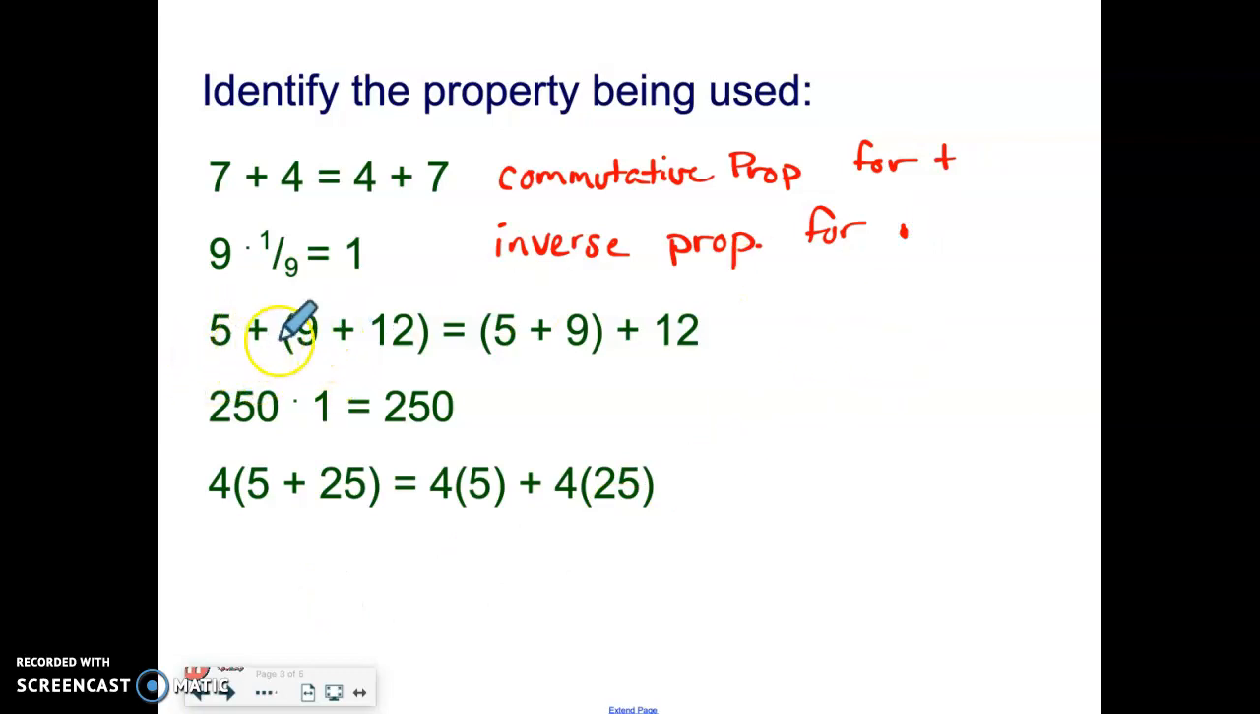Next problem, I have 5 plus (9 plus 12), when 9 and 12 are in parentheses, is equal to (5 plus 9) in parentheses plus 12. So this is grouping, and that means it's the associative property. And we have only addition here, so it's the associative property of addition.